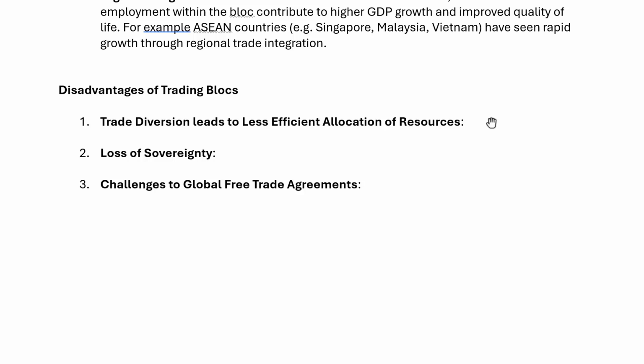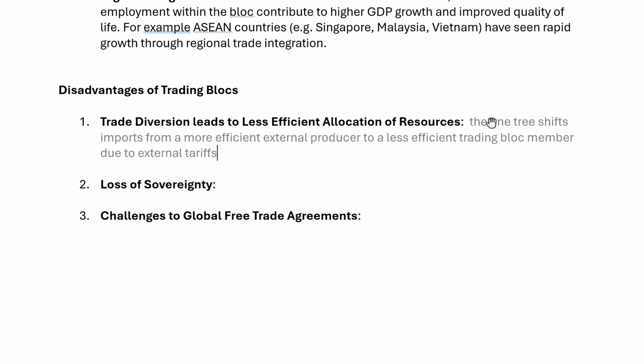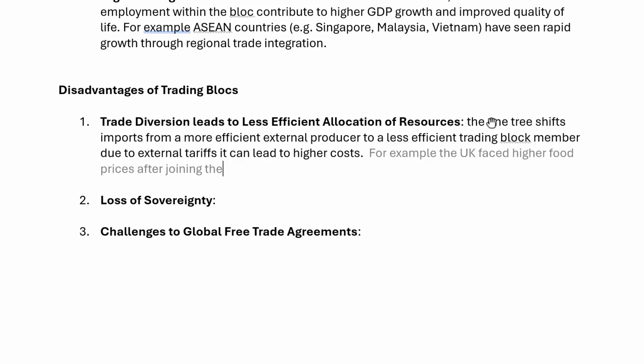When a country shifts imports from a more efficient external producer to a less efficient trading bloc member due to external tariffs, it can lead to higher costs. For example, the UK faced higher food prices after joining the EU in 1973 due to tariffs on cheaper non-EU agricultural imports.